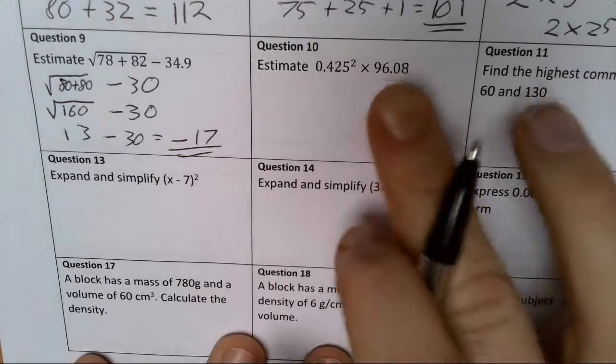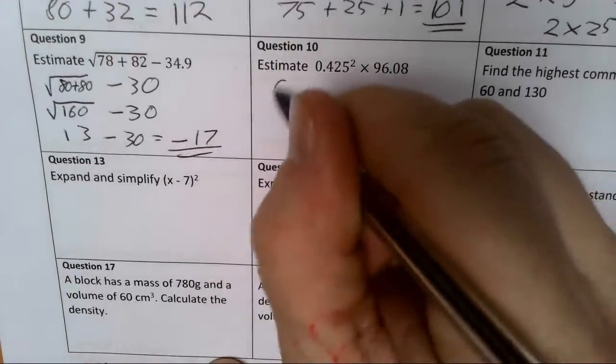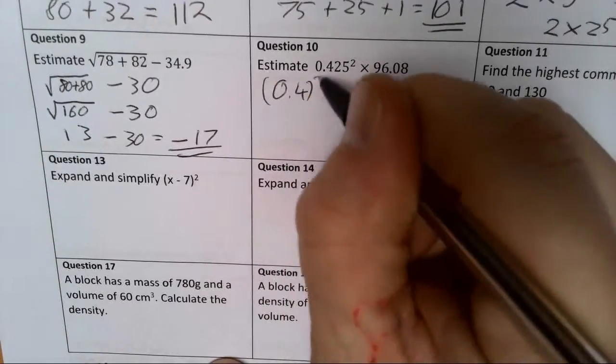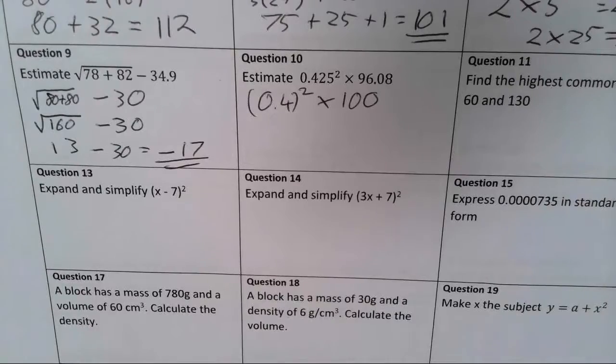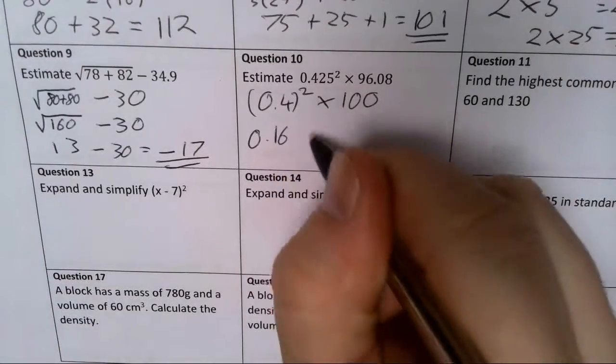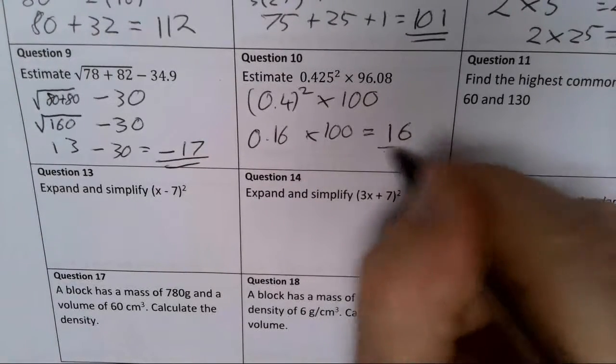This one is more like what they would actually produce for a GCSE question. So this would be 0.4 squared times by 100. Now 0.4 times 0.4 would give you 0.16 times 100. And so 0.16 times 100 would then give me just 16.